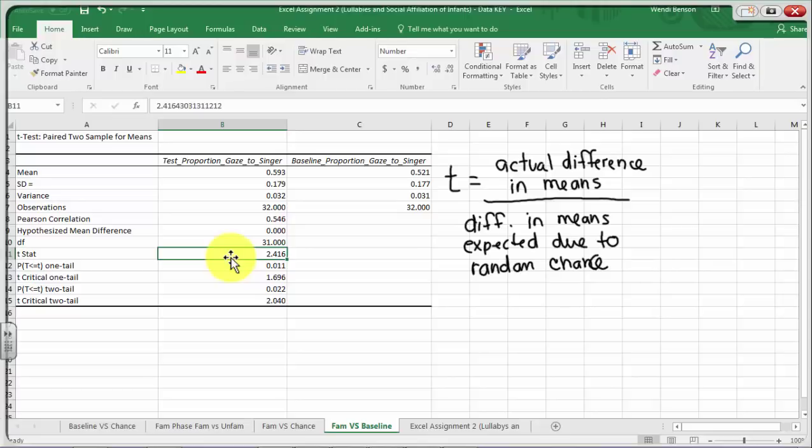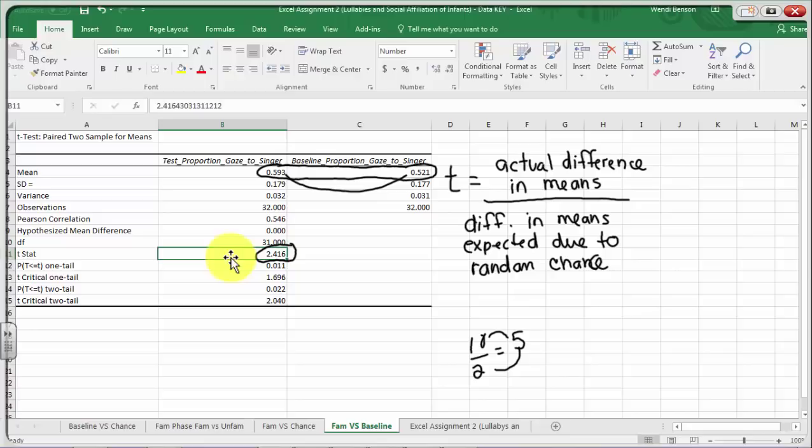So if you think about how fractions work, if you had like 10 divided by 2, your numerator is 5 times larger than your denominator. Well, in this case, your numerator is 2.416 times larger than your denominator. So the actual difference in the proportion of time that the infant spent looking at the singer before and after she sang the familiar lullaby is 2.416 times larger than the difference you would have expected to see here just due to random chance, just due to sampling error, just due to a fluke. So your actual difference is 2.416 times larger than the difference you'd expect to see due to chance.